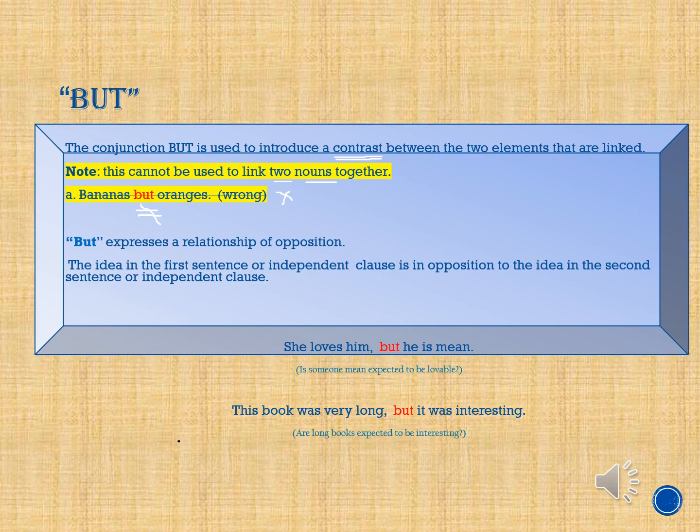So but expresses a relationship of opposition. The idea in the first sentence is in opposition to the idea of the second sentence or clause. And that makes sense because if I have two nouns and I said, for example, Maria but young, that doesn't make sense. Oranges but bananas doesn't make sense. So this is what we're trying to say, okay? So now let's take a look at the example here.